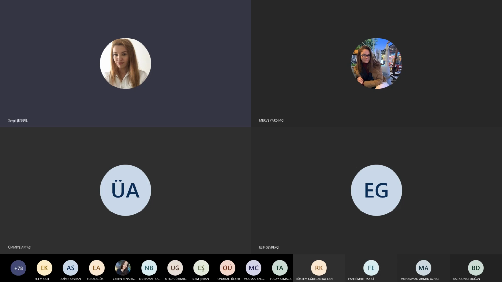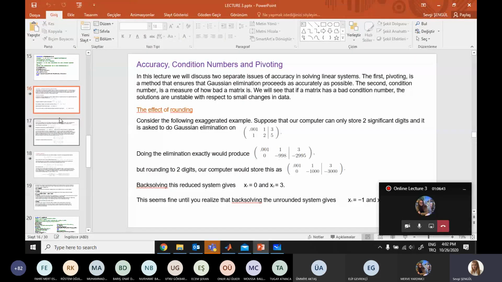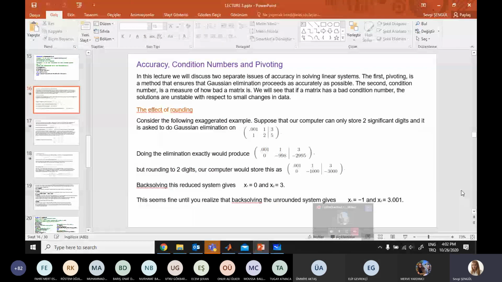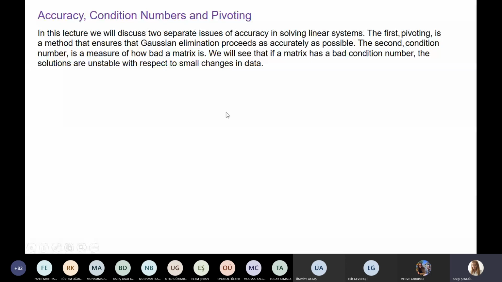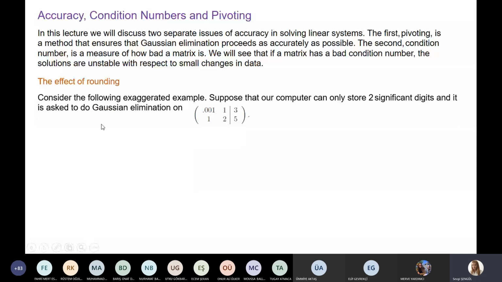Okay, let's continue. So we talked about the back substitution, and now I will be pointing out some accuracy, condition numbers and pivoting terminology. Let me see. So the program is going to do rounding, or you can do rounding, and this effect of rounding sometimes can give you a wrong solution. And to be able to show that, I want to give you this example.